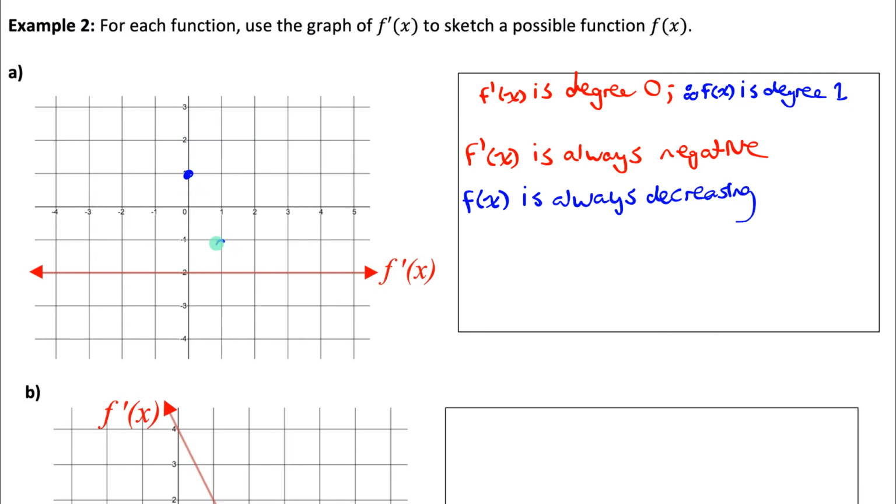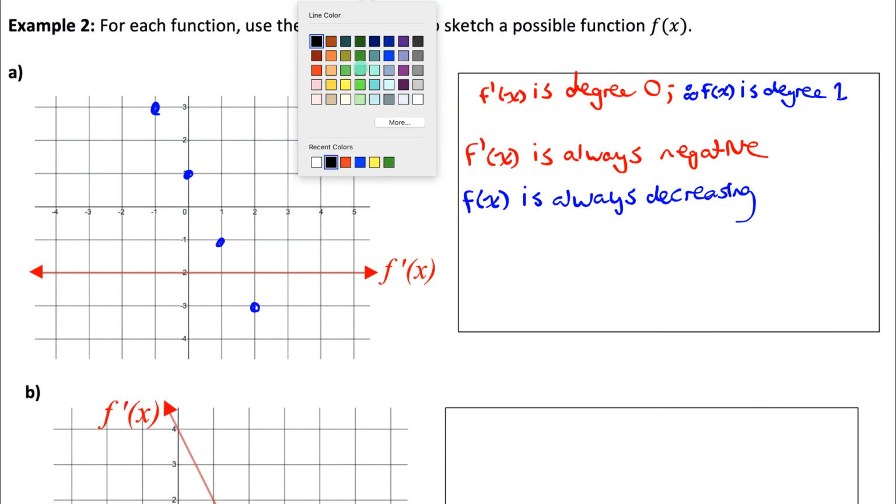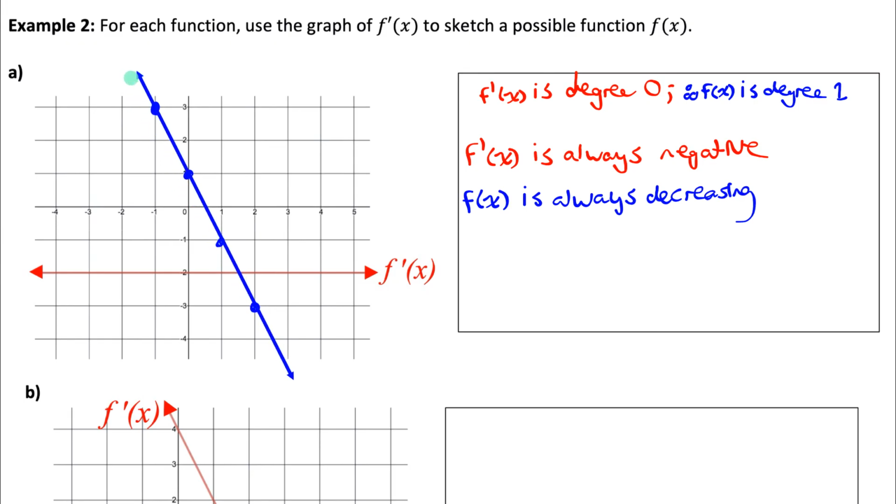Slope of negative 2. I'll plot a couple more points, and I'll draw a line through this. And there is a possible graph of f of x. Notice the slope of that function is always negative 2, which is why its derivative always has a value of negative 2. The derivative is always negative, which is why the original function is always decreasing.